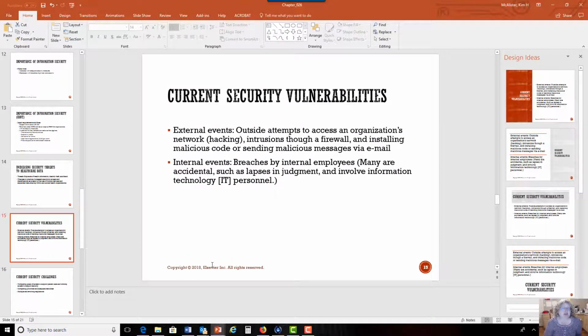We have a lot of vulnerabilities, and these are external events where someone tries to hack in and breach a firewall. They can also not only hack information, but also send malware or malicious messages. And a good way to avoid that is don't open any email at work that you're not sure of. Never respond to phishing. Don't give your passwords to anybody. If the security or your IT people need to get into your account, they're not going to ask you for your password. So protect your password. Don't give it to someone else. Don't let someone else log in with your information.